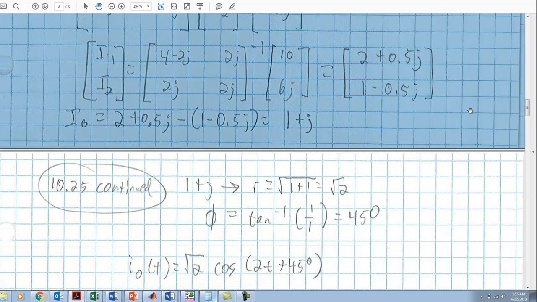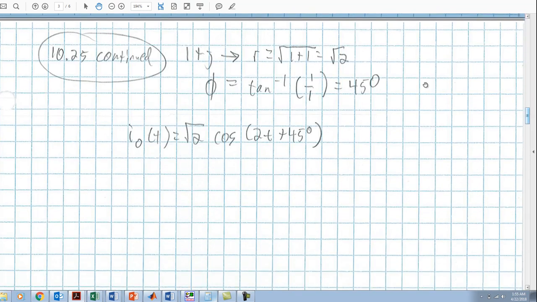And so now we can take our 1 plus j value and convert it back to a polar coordinate. So we get our r is going to equal the square root of 1 squared plus 1 squared. So we get square root of 2. Our angle here, since we have a 1, 1 for our two legs of the right triangle, is just going to be inverse tangent of 1 over 1. So that's 45 degrees. And so ultimately our final expression for I0 of t is going to equal this r value, square root of 2, cosine of, put back in our omega, 2t plus 45 degrees.